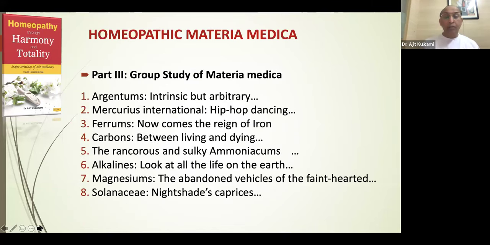Then part 3 is about group study of Paramedica, where I have presented 8 group studies. First is Argentum, and the name is intrinsic but arbitrary, because Argentum presents to you something eccentric, something whimsical. Then Mercurius International, hip hop dancing. You can understand why this very special name of international and hip hop dancing has been given to Mercury.